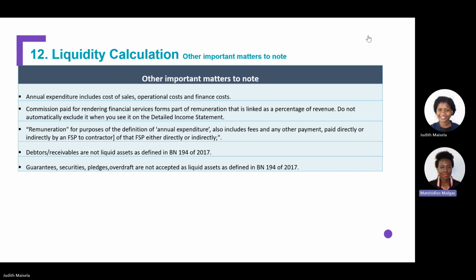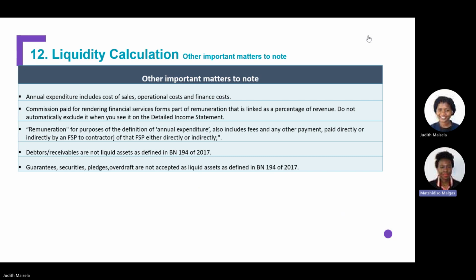Also, remuneration for purposes of the definition of annual expenditure includes fees and any other payments paid directly or indirectly by an FSP to contractors for the rendering of financial services. These would include admin fees or administration fees for rendering of financial services. These need to be included as part of remuneration and deducted from the annual expenditure.